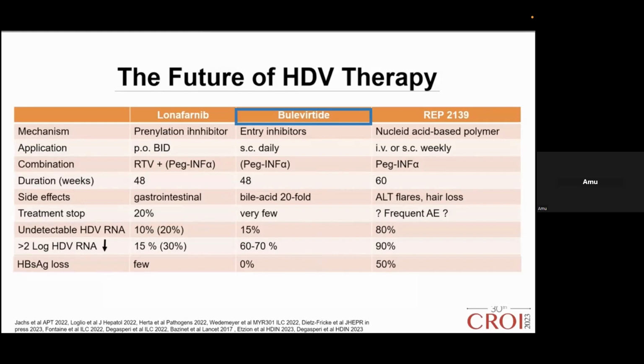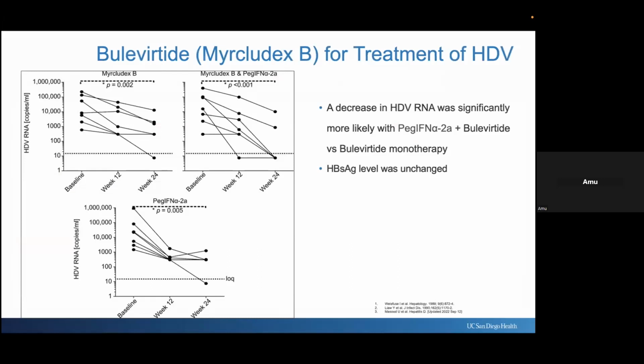Bulevirtide inhibits bile acid transport into hepatocytes, which is the function of NTCP, and has been associated with asymptomatic hyperbilirubinemia as a common side effect, while treatment has been generally well tolerated and wasn't really stopped for this reason in patients in the studies. So in one phase 2 study, patients with chronic hepatitis D infection were equally randomized to receive bulevirtide, PEG interferon alpha, or combination of both, and virologic response was evaluated at 24 weeks.